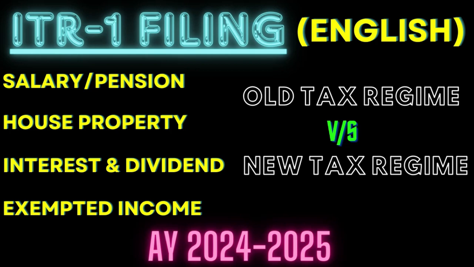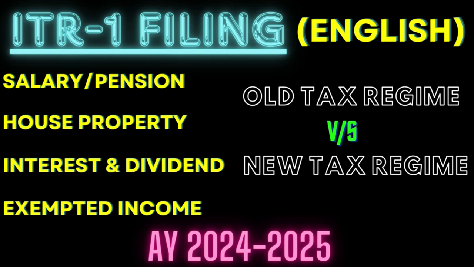this ITR. So if you are a resident individual and your total income is not more than 50 lakh in a financial year, from these heads which you are able to see on your screen like salary, pension, one house property, other sources income like interest and dividend, and you can also file exempted income in this ITR. So all the income put together should not be more than 50 lakh in a financial year, and you are a resident individual, then you are eligible to file ITR-1.